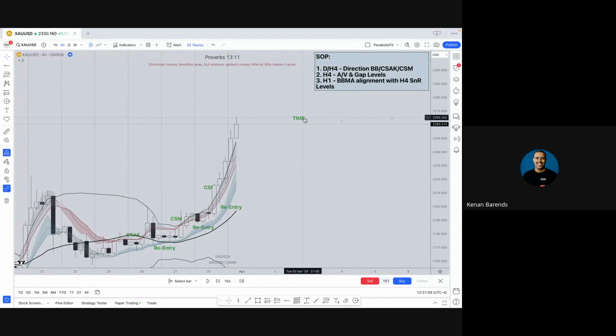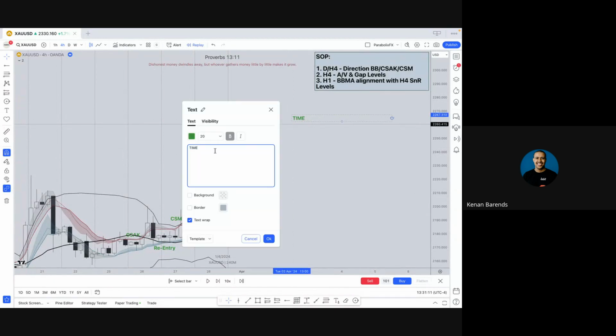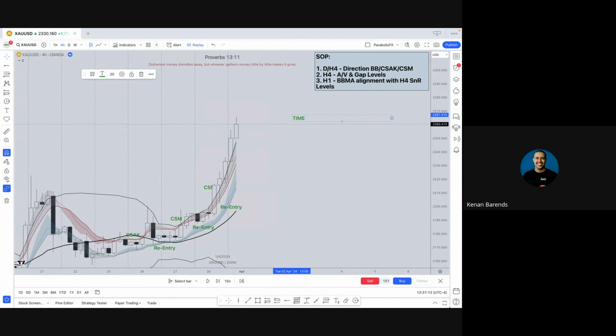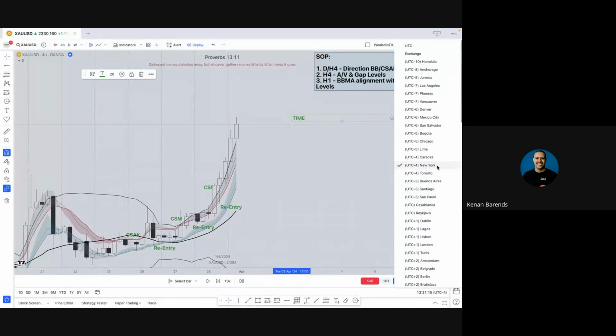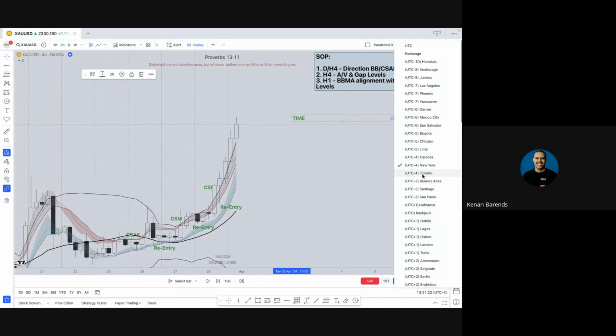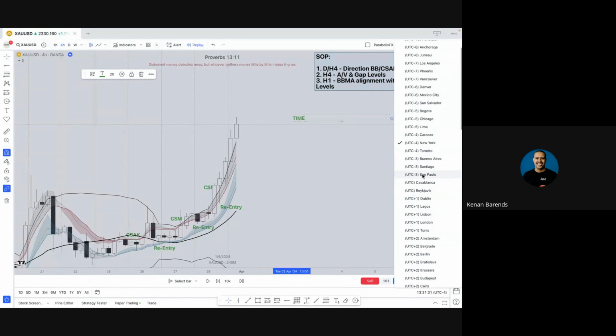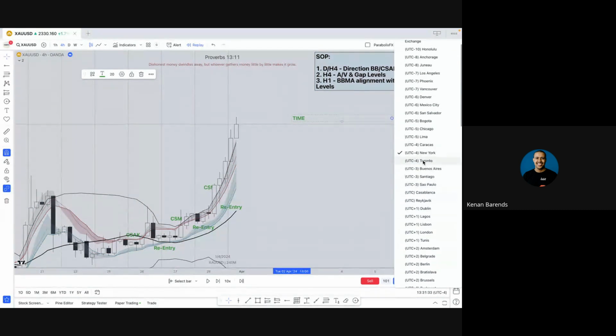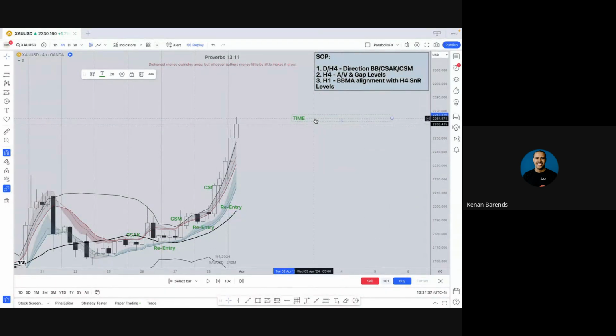Now, when we talk about time, we will always refer to UTC -4. So I would encourage you guys to set your chart to the New York time because it avoids any confusion. Because if I'm saying I'm trading the 1 o'clock candle, the 5 o'clock candle, then 90% of you are going to ask me what time frame, like what UTC. And to avoid confusion, I will always refer to the UTC -4 New York time.